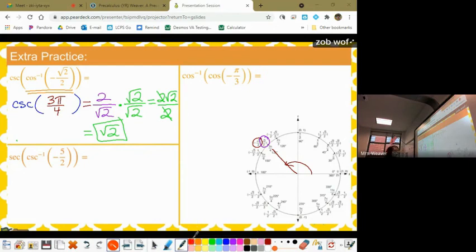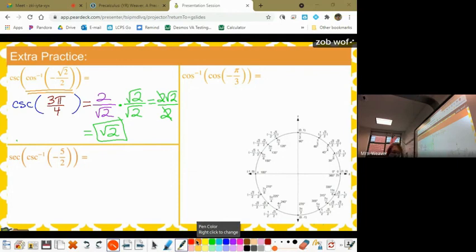So the next one asks for a cosine inverse of cosine of negative pi over 3. Now I love this one. I think it's super fun. Okay, so let's look at it for just a second. Emily, if you wanted to look at this one, I just think it's fun to look at too. So cosine inverse of cosine of negative pi over 3. So we want the angle whose cosine is the cosine of negative pi over 3.